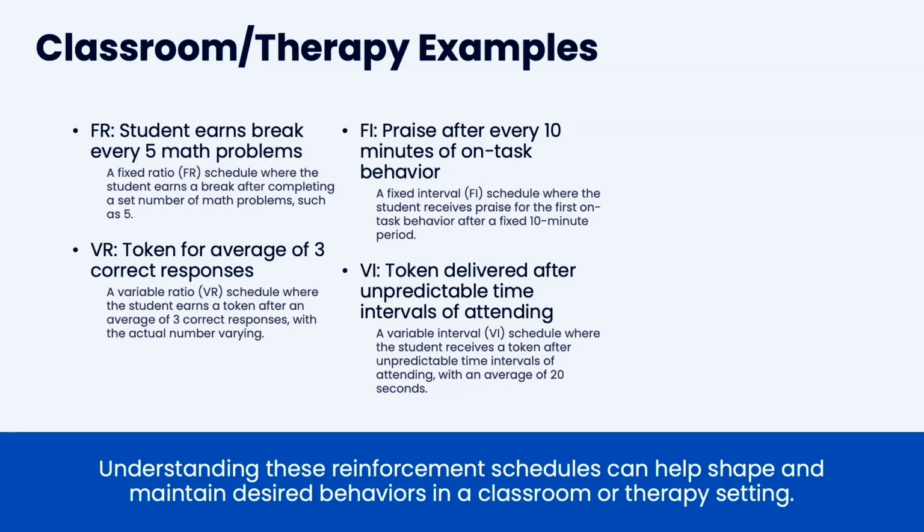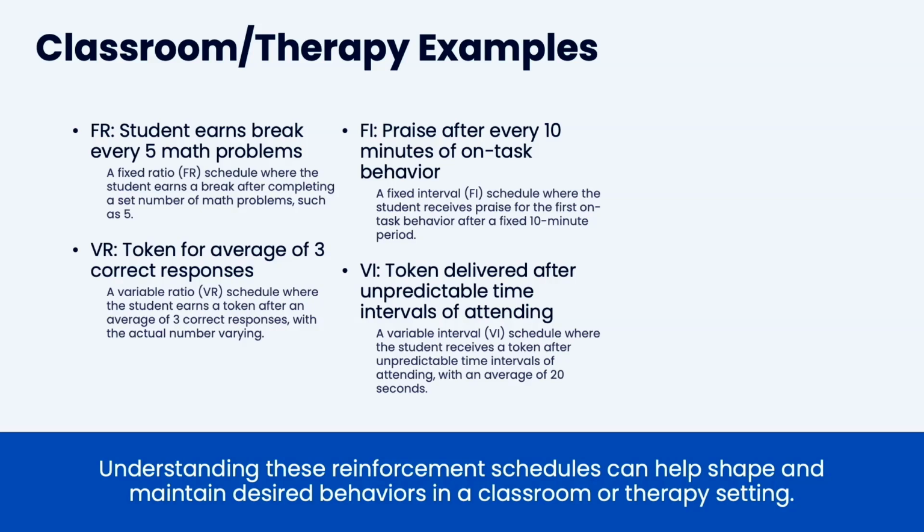Okay, so classroom examples. The student earns a break every 5 math problems would be a fixed ratio. A fixed ratio schedule is where the student earns a break after completing a set amount of math problems, such as 5. A variable ratio schedule is where the student earns a token after an average of 3 correct responses, with the actual number varying.